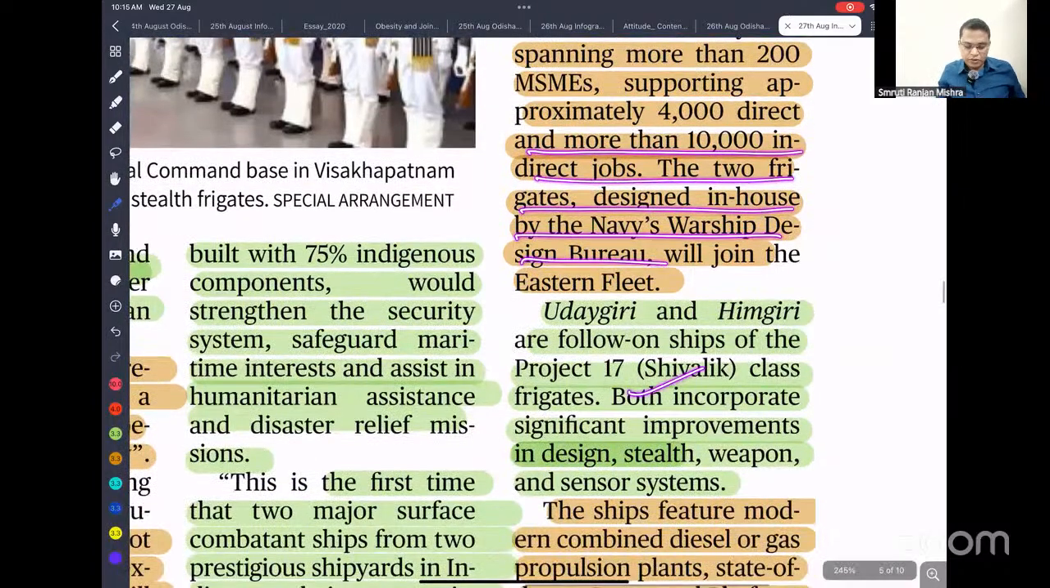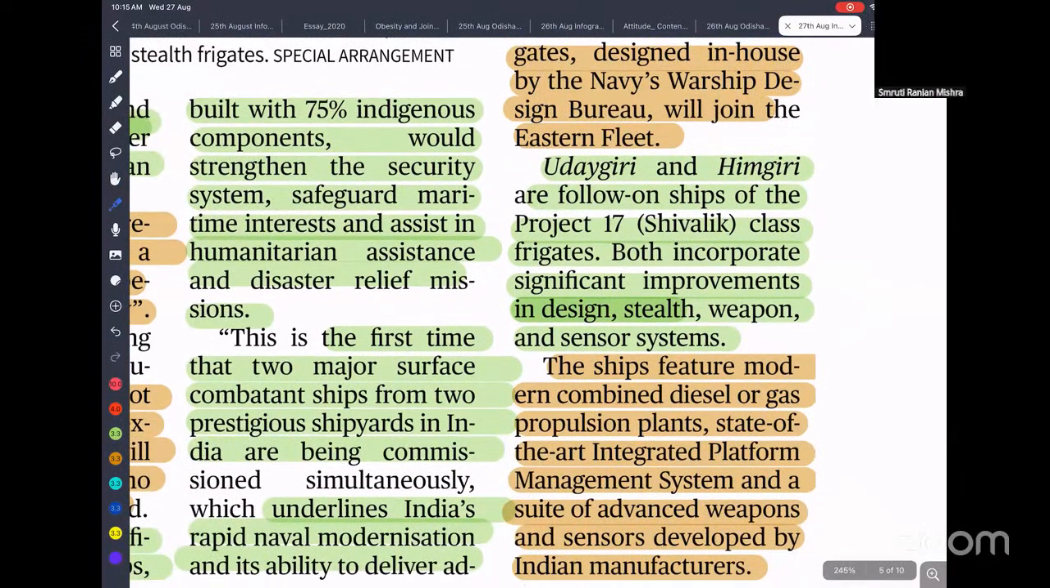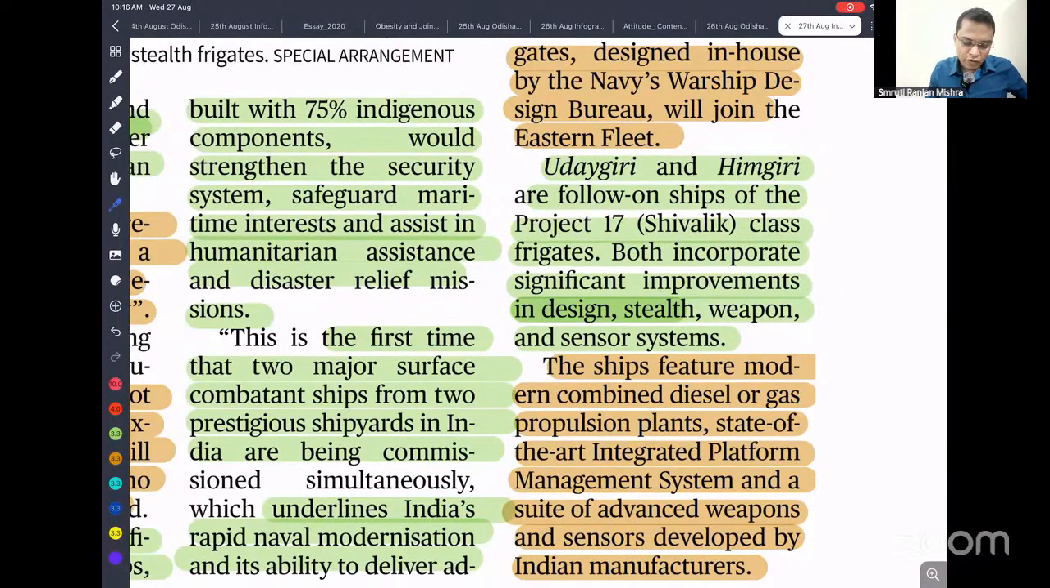Okay, so these two ships. Chaliye, so the ships Udaygiri and Himgiri are follow-on ships of the Shivalik class. So it is under Project 17A, a follow-on of the Shivalik class.